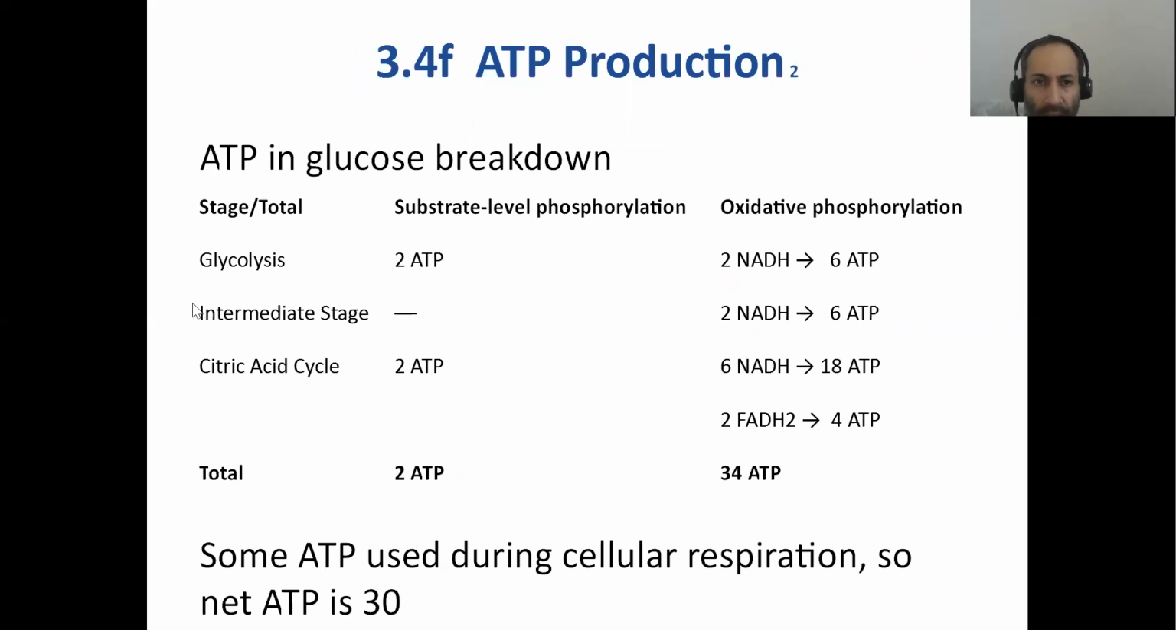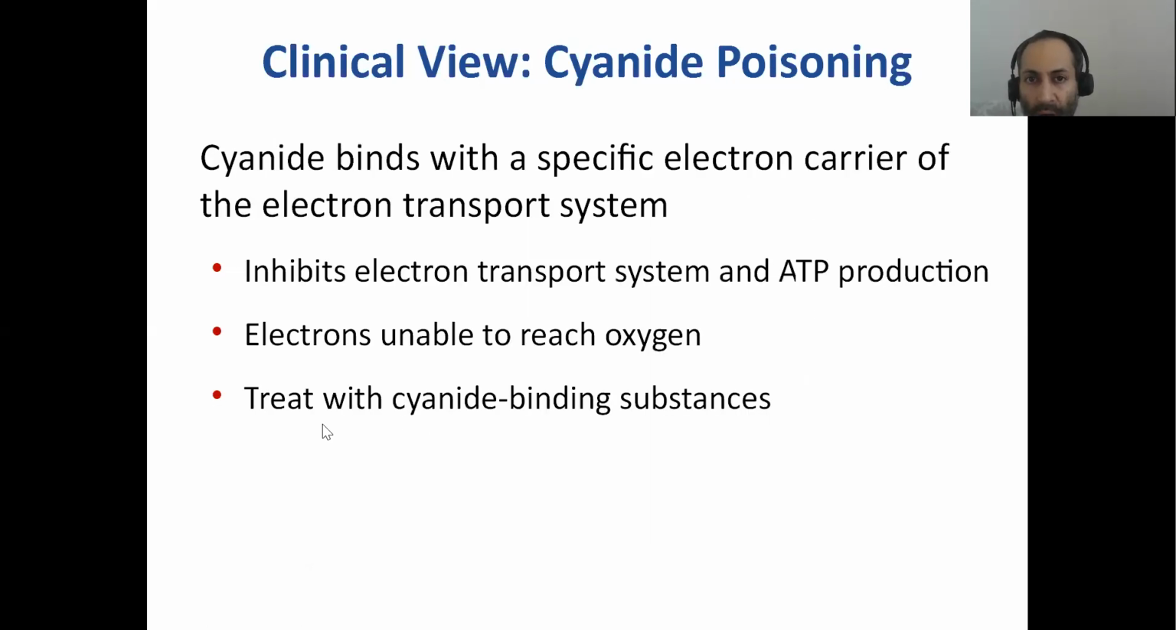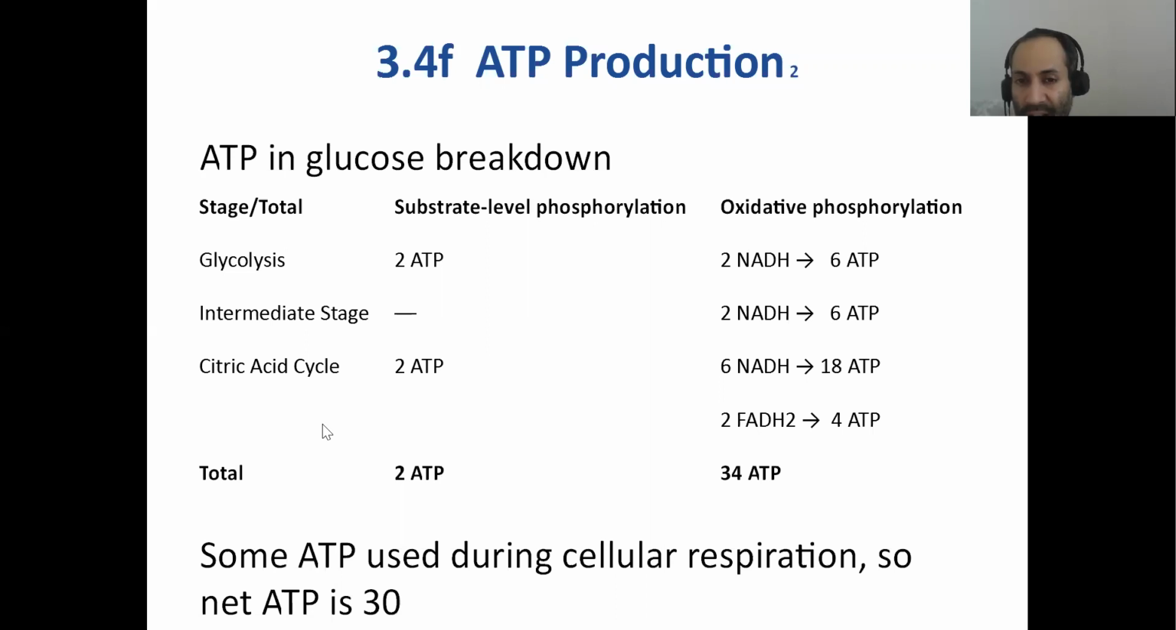here we go. 2 ATPs came out of glycolysis, 2 ATPs came out of the citric acid cycle, right? And then about 32 to 34 came out of your electron transport chain. So when you add all of those up, you get 36 to 38 ATPs out of a single molecule of glucose. That's how much energy you're getting.